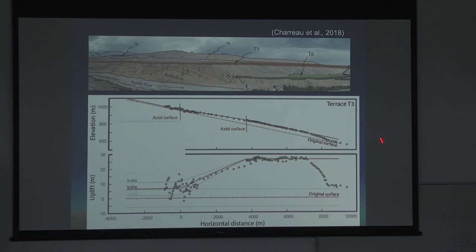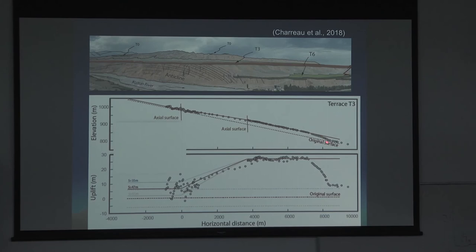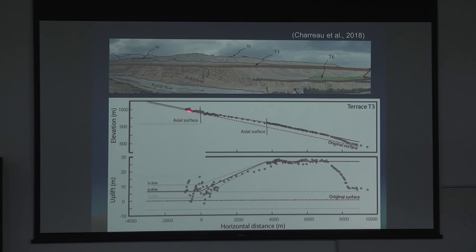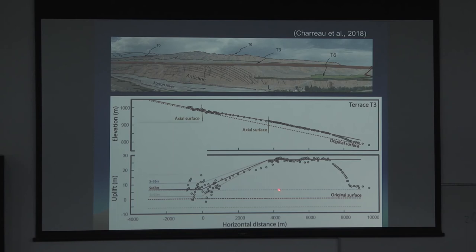So this is the straight line in dotted line, and you consider that this is your initial shape, the shape of your initial marker. And then making the difference between the present geometry and this hypothetical initial geometry, you can get the uplift, which is on the order of 20 or 30 meters for this surface. Okay?